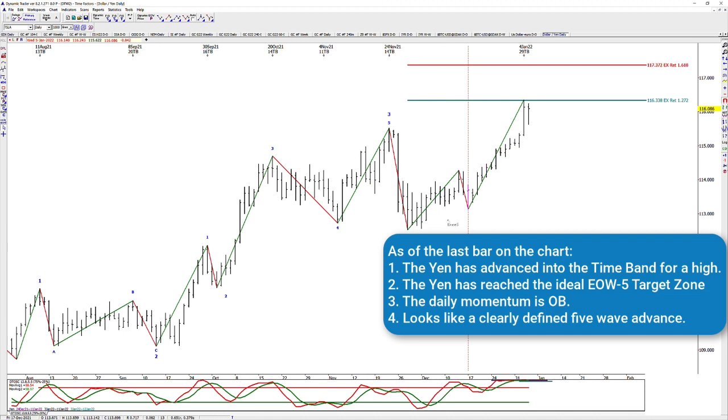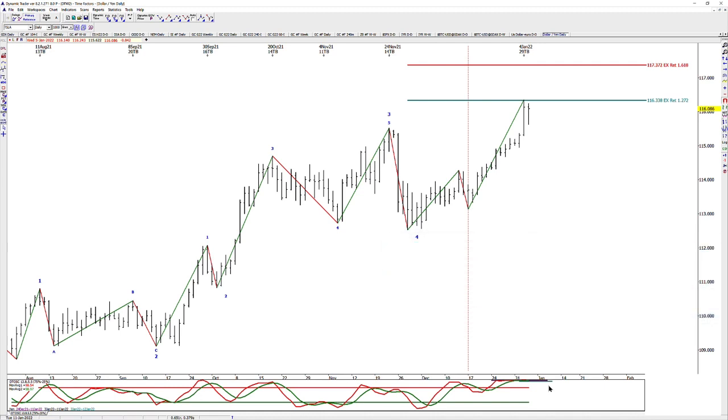And what's the pattern? Well, potentially it's a 1, 2, 3. This could kind of be a 4. It's good enough that we would be looking at this as if it's nearing the end of this 5-wave advance. So we'd look for a daily momentum bear reversal. Of course, we would go to our higher time frame, weekly momentums and positions. We're really focused on how helpful the time band can be here.